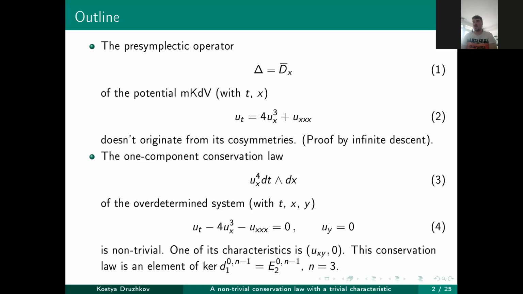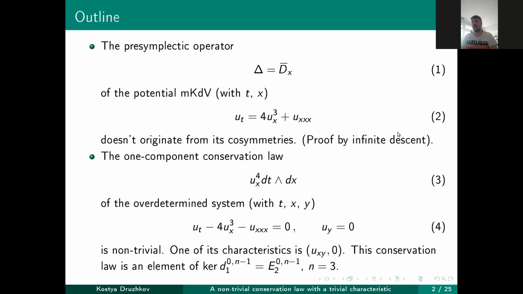Today, I will show that in this situation, this is not the case. The prosymplectic operator given by formula 1 does not originate from cosymmetries. So it cannot be described using cosymmetries. And in order to get this operator, we have to solve a different equation describing prosymplectic operators.